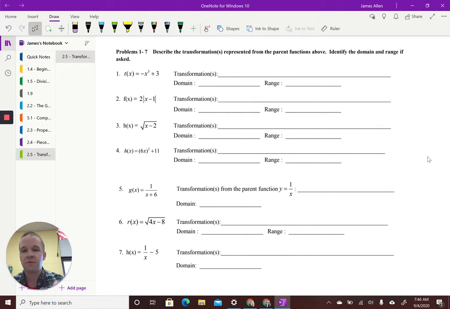All right, so let's just try the first one here. We have negative x cubed plus 3. So the first transformation I see is a reflection, and that's going to be a reflection over the x-axis since it is a vertical transformation when it's on the outside of the function. All right, so reflection over the x-axis, and I am moving up 3.